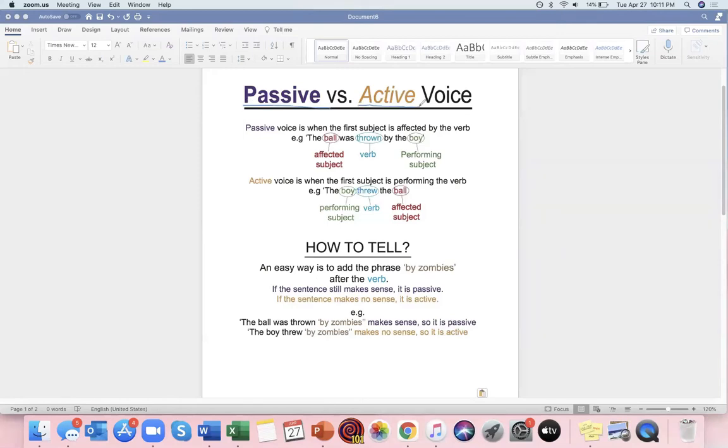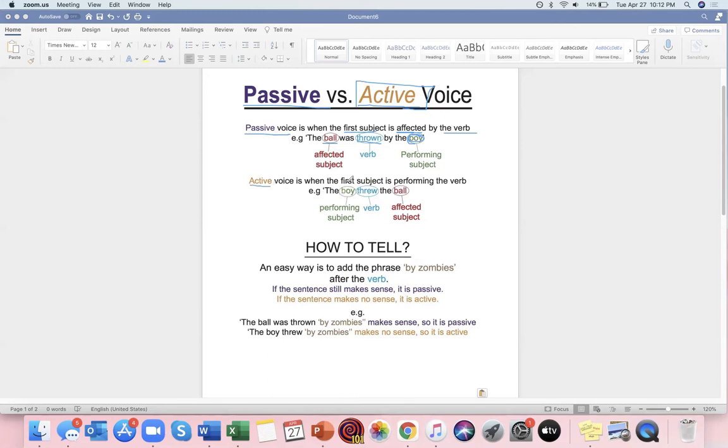So to start off, you always want to use active voice when you are writing. And now let's talk about the difference. Passive voice is when the first subject is affected by the verb. For example, the ball was thrown by the boy. Boy is the subject, the verb is thrown, and the affected subject is the ball. So if you wanted to change this to active, you would want to say the boy threw the ball.